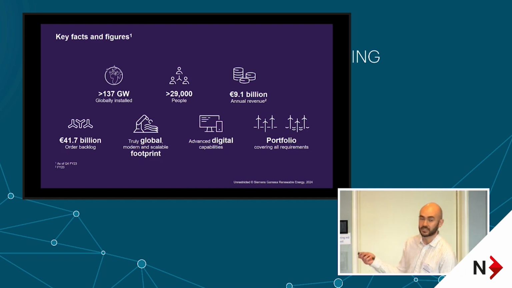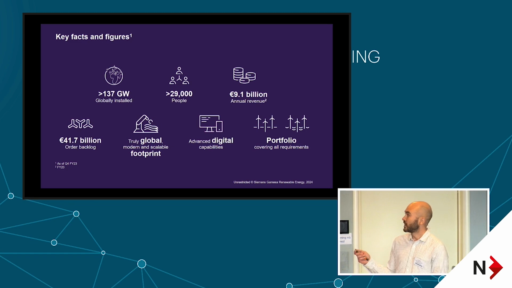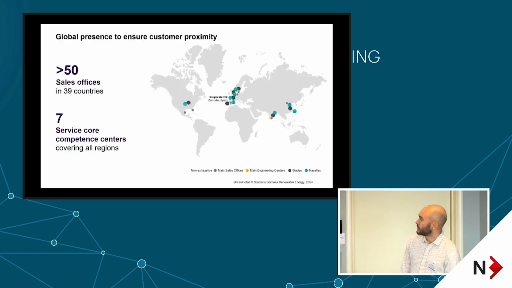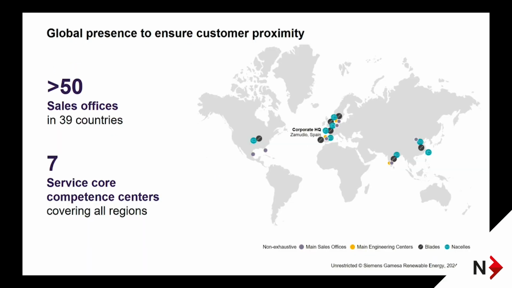We have 137 gigawatts globally installed. Our company is around 29,000 people. Our revenue was 9.1 billion, and our current backlog is around 42 billion euros. We have sales offices around the world, and our main engineering units in Europe and India, and then we have manufacturing sites across the world. The biggest ones are again in Europe, but also supporting the American market and the APAC market, both in India and China.